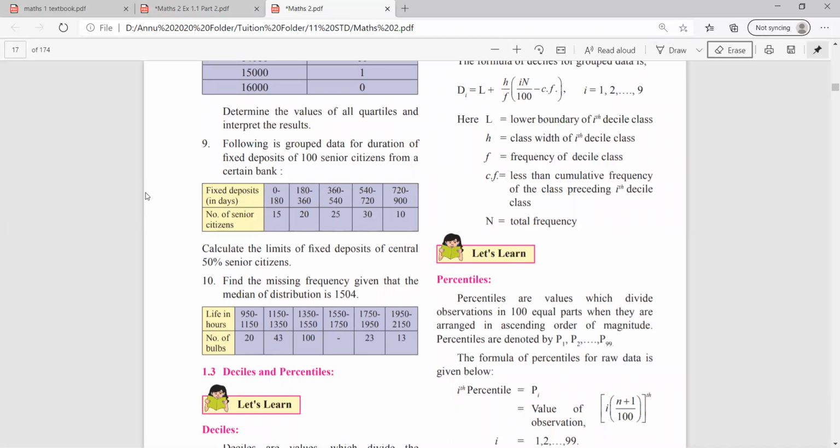Now in the next session, we'll be starting with deciles and percentiles, and I hope you all have gone through the introduction. In that I've already explained to you all what deciles and percentiles are. If you have not referred, please go and check the introduction video, the part 1. So we'll be continuing in the next session.